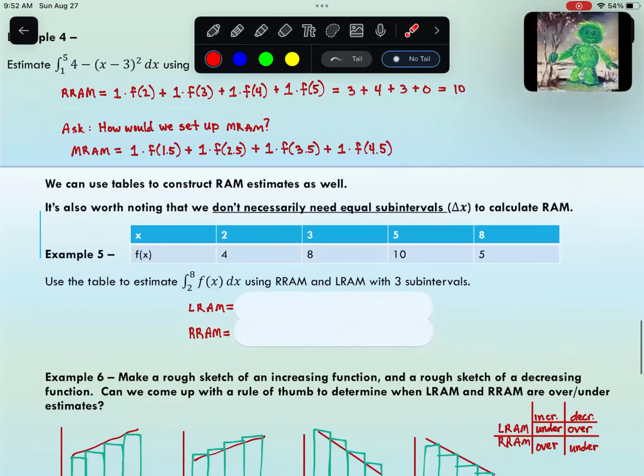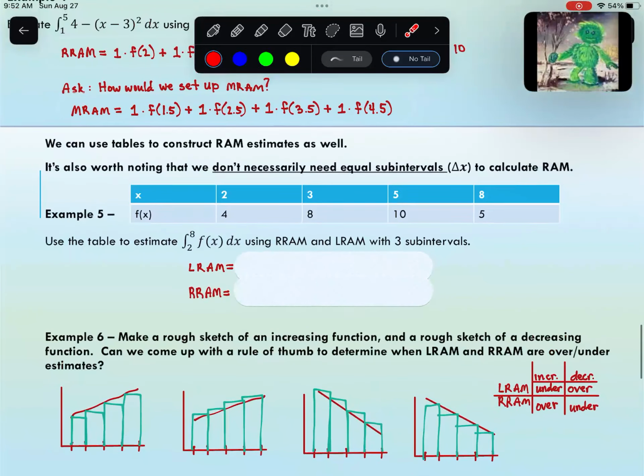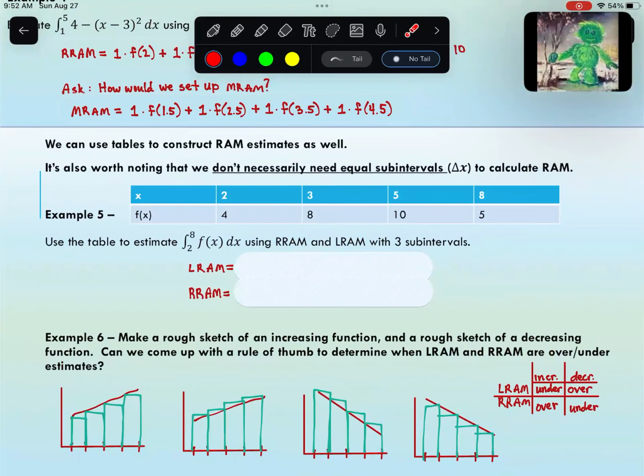All right, moving along, this is going to be the last slide. Fairly common task or ask for you is to construct these estimates without seeing the function at all, without seeing a picture, just off of a table of values. Here we see a table of values. We've got a few select x values and then the corresponding y values in some function called f of x.